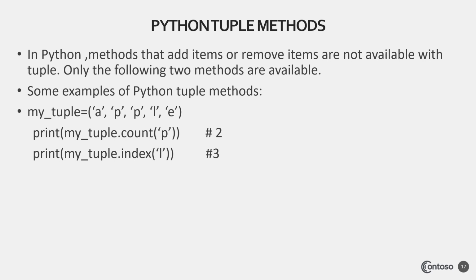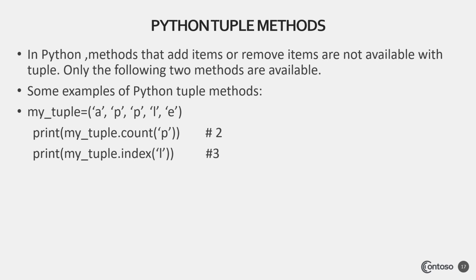For counting, we count 1, 2, 3, 4 elements from first to last. So A is the first, P is the second, P is also the third, and there may be a confusion. No need for confusion. When we count, the number of occurrences of the element is printed, and so count of P gives 2.